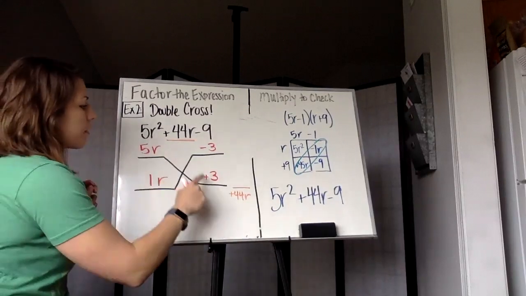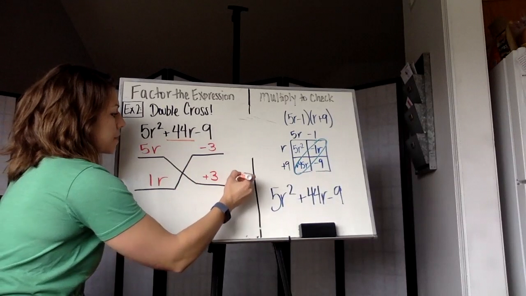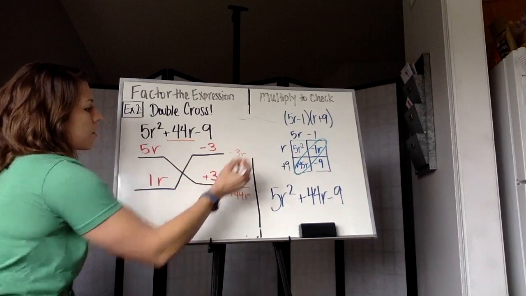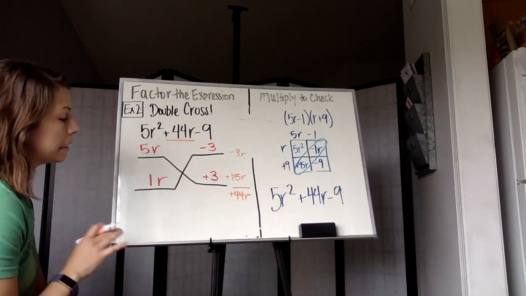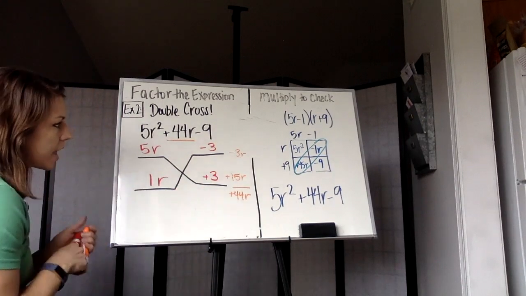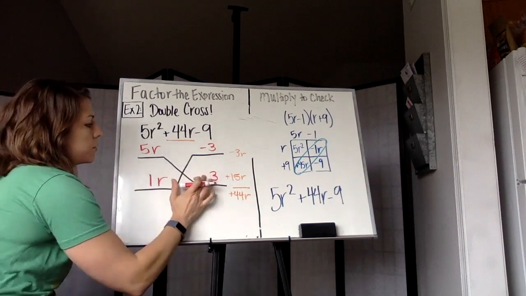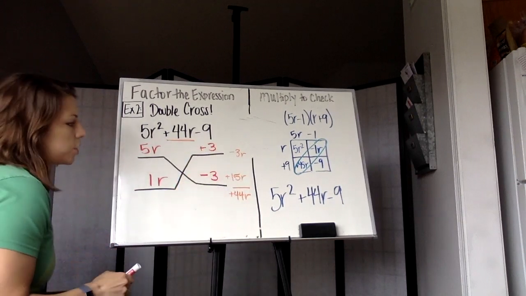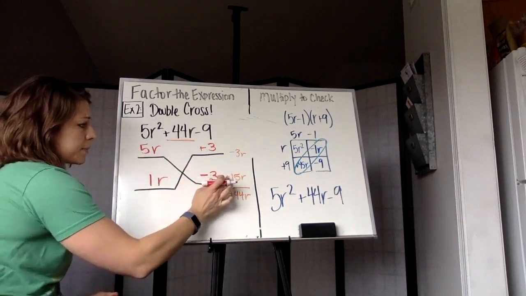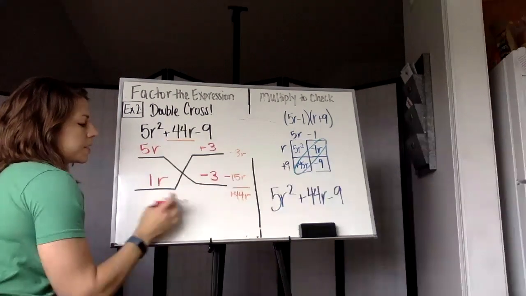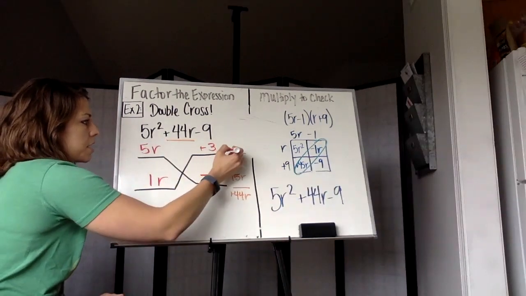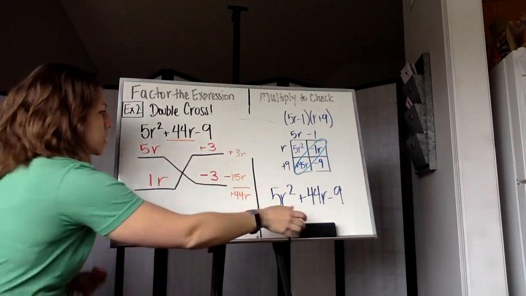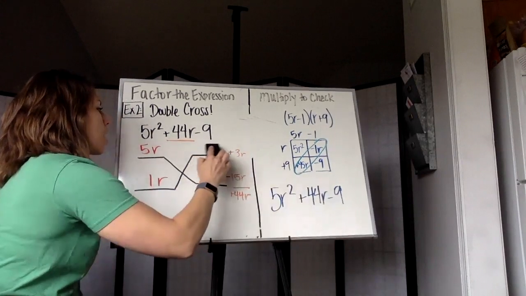5r times 3 is positive 15r. 1r times negative 3 is negative 3r. Are those two going to add up to 44r? Not a chance. Well, let's not take out the 3's just yet. What if I move the negative down here and the positive up there? Would that do it? Well, 5r times negative 3 makes a negative 15r, and 1r times positive 3 makes a positive 3r, still nowhere close to 44. So 3 and negative 3 are out.